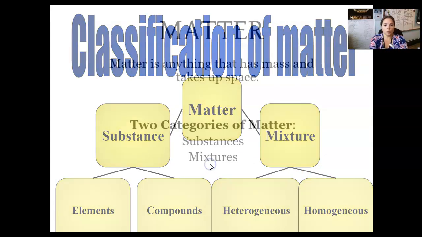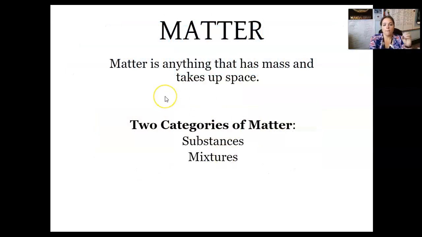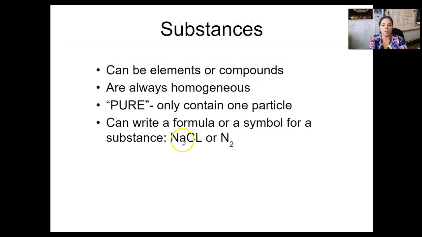All right, so we're going to get a little bit into it. Matter is anything that has mass and takes up space. So just about everything is matter. There are two categories, like I said before, substances and mixtures. So substances, they can be elements or compounds. Elements, like the periodic table. Can't really see this one all too well, but yes, periodic table, elements.